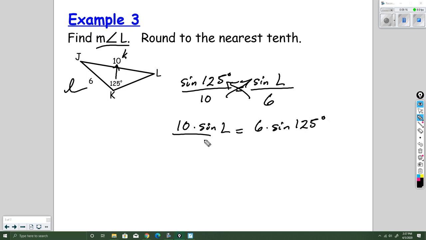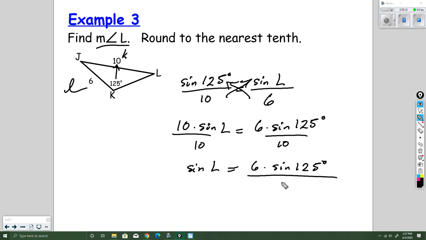We're going to divide by 10. Okay, so we just cross multiplied and divided, but we're not done yet. We still have to get rid of that sine. From our previous lesson about inverse trig ratios and solving right triangles, we know that to get rid of sine, we just have to do inverse sine. Okay, so we're going to do inverse sine.